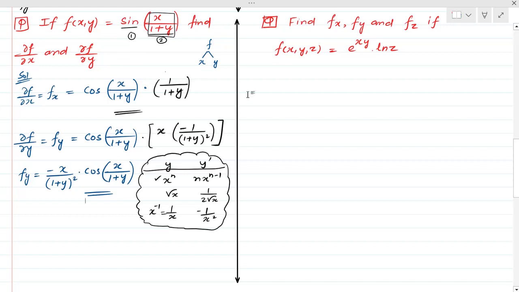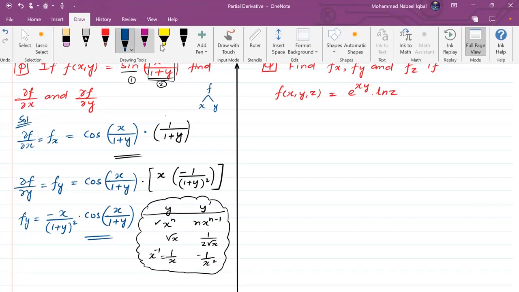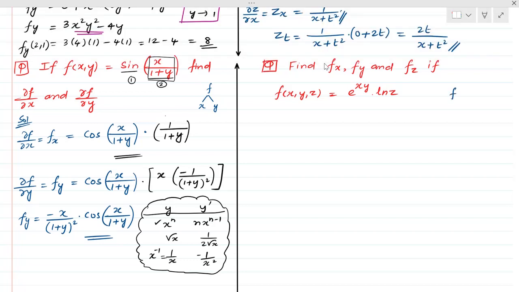Now here, what is the difference between the last problem and this problem? Here the function f is a function of how many variables? x, y, z. So you have to calculate fx, fy, fz, right? So let us take this one. What is the first one? fx. When you differentiate with respect to x, y and z are constants. So here z is a constant, it is in the product, so I keep it as it is, no change.